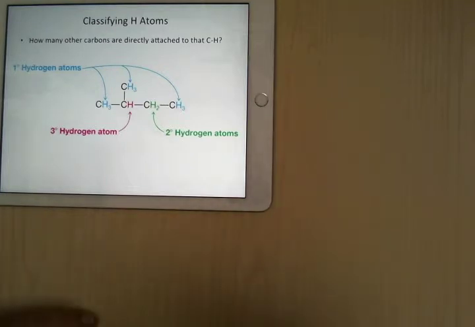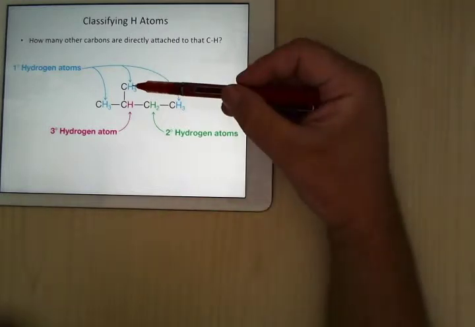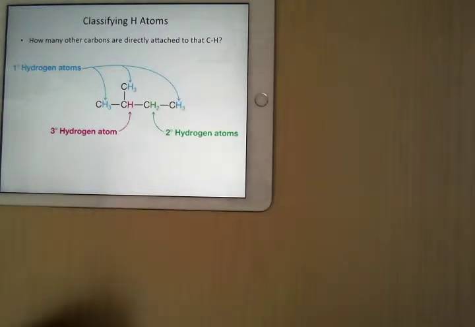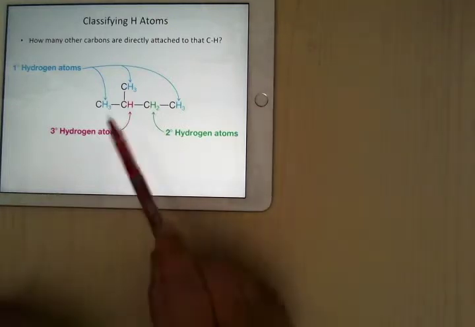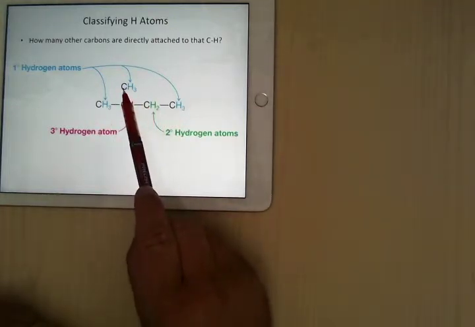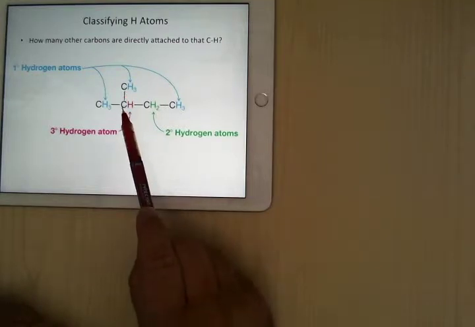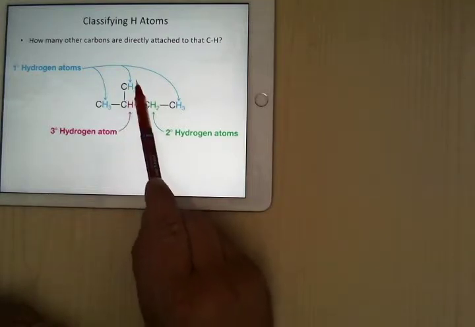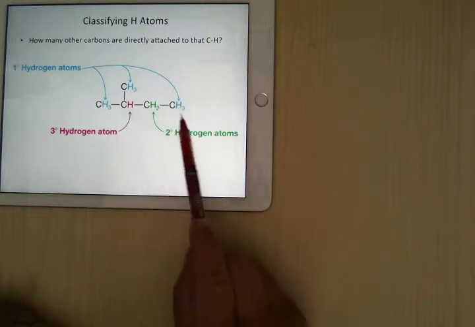Everything else is always about what carbon is hanging off of it. So here, if we're interested in this hydrogen, we look at what kind of carbon it is hanging off of. This carbon has only one carbon attached, so it's primary. So this is a primary hydrogen.